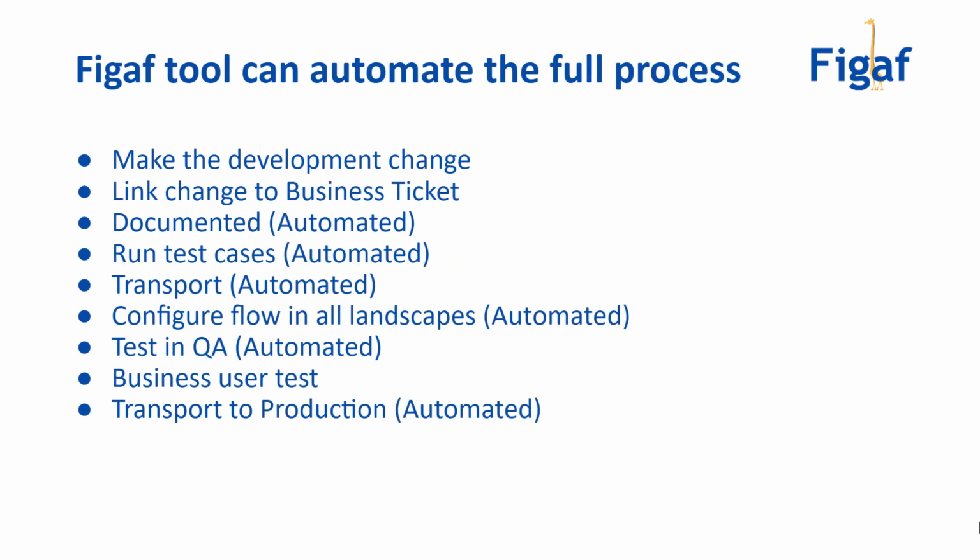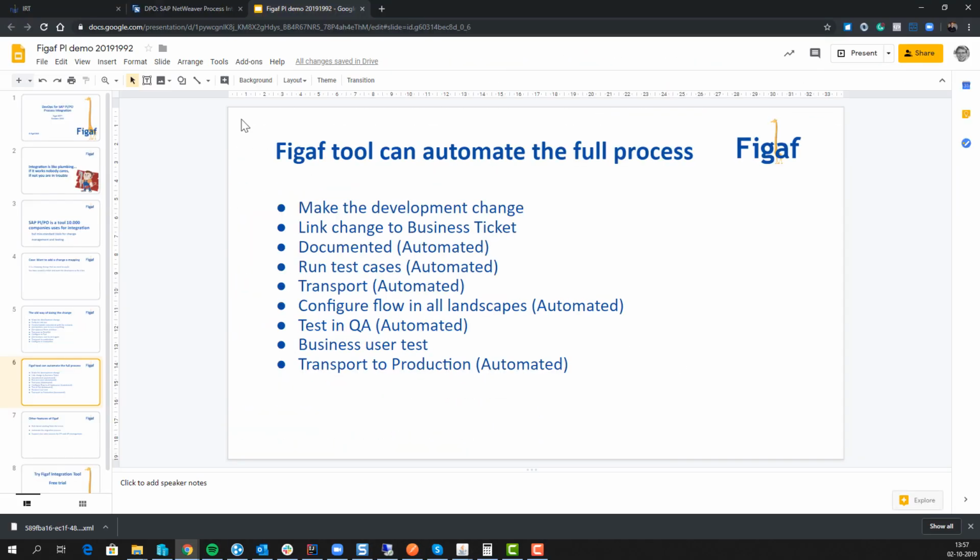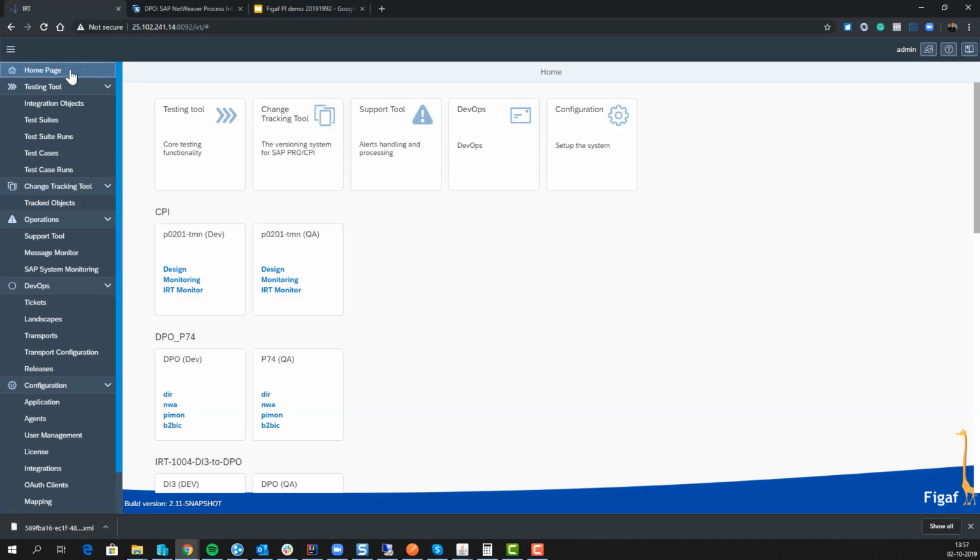With the Figaf tool, we can automate all of these different places and generate all of this automatically. So let me show you what the process looks like in the tool. Here we start at the Figaf tool. We have connected it to a number of systems. We have created a landscape on our PO system, saying it goes from our DPO system to our P73 system, and the P74 system.